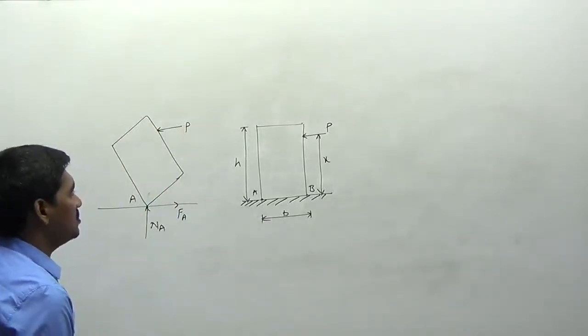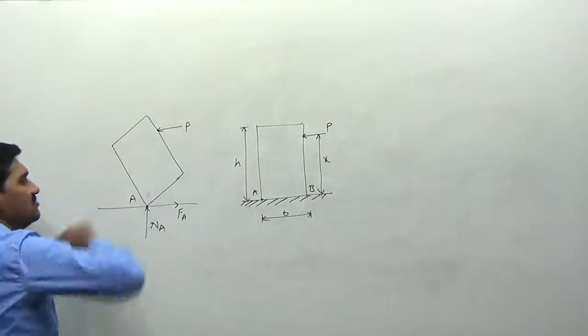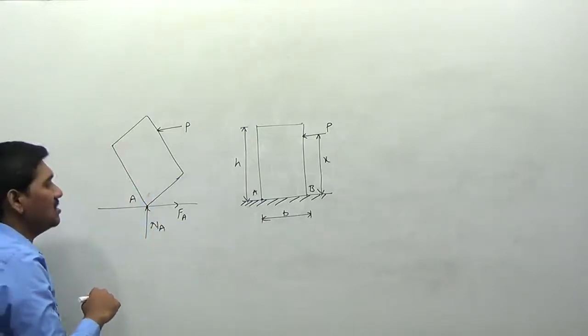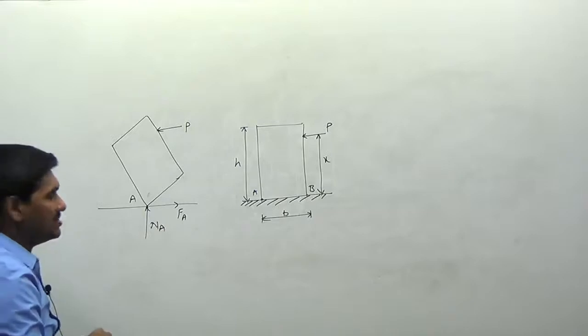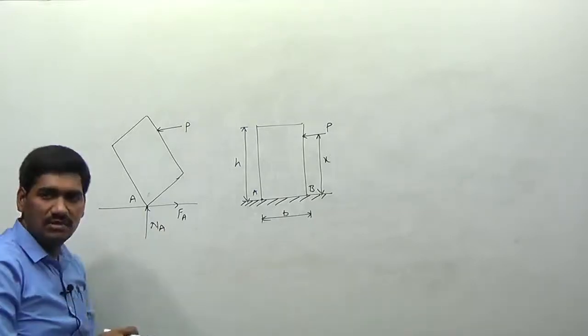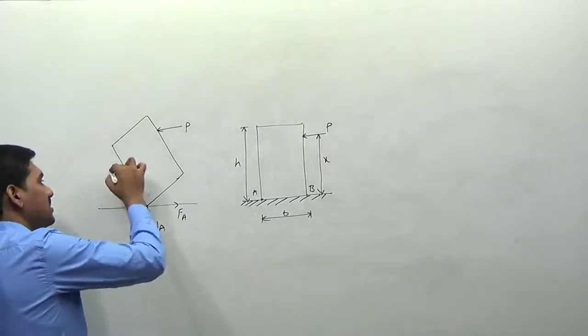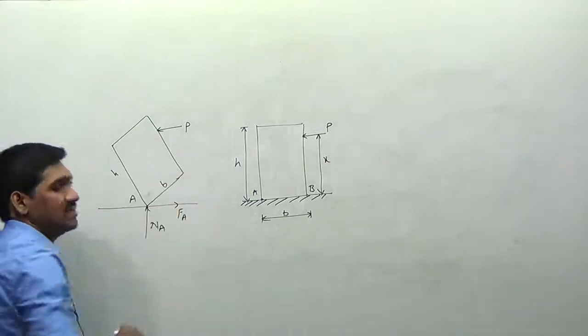Any more forces we have? No. This is nothing but height H we have. Now all those things I can say. So this is the direction, this is the diagram here. This total height is equal to H, and this total width is nothing but B, right?